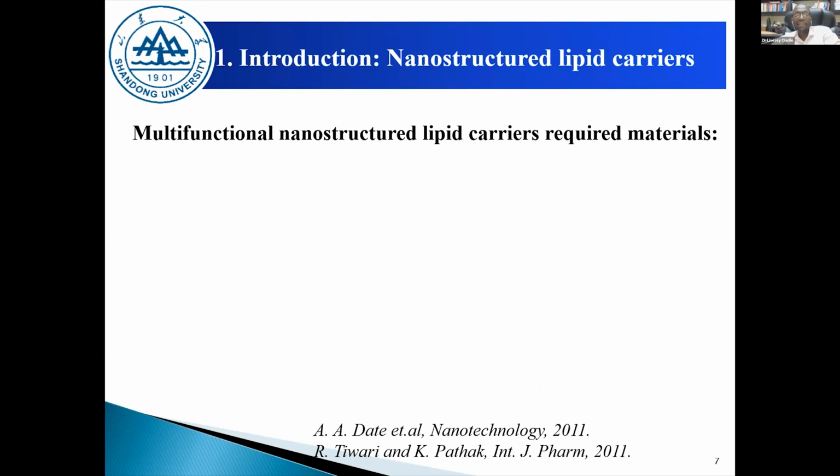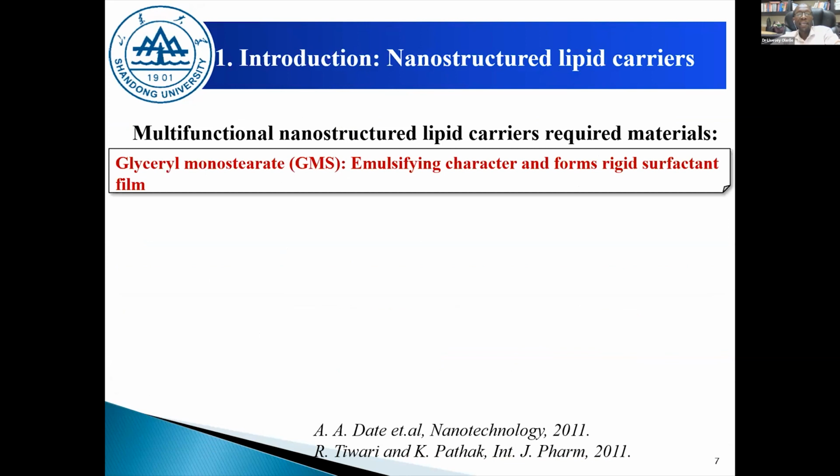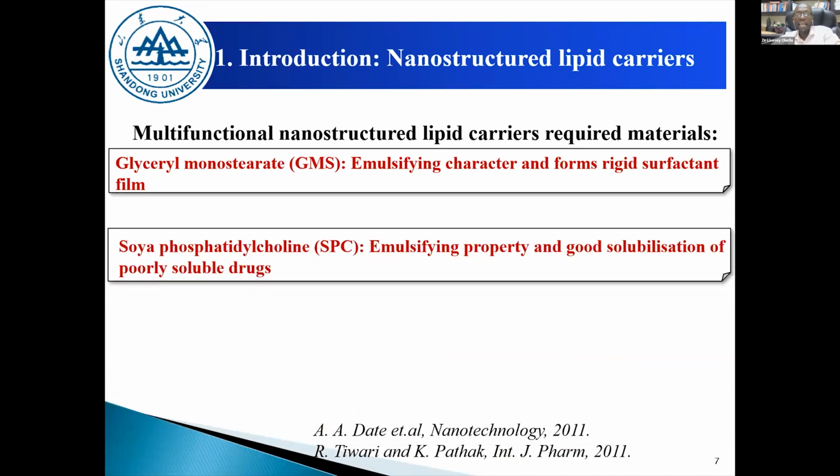What are the materials that we use in these nanostructured lipid carriers that we developed? Glycerol monostearate. It has an emulsifying character and forms a rich surfactant film. And then we also had SPC, soya phosphatidylcholine or lecithin. This one has emulsifying property as well, just like GMS. But another very important part of it is that once we have it, you'll be able to easily solubilize poorly soluble drugs. All right.